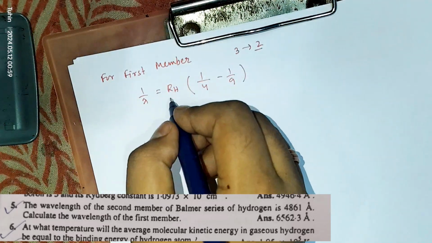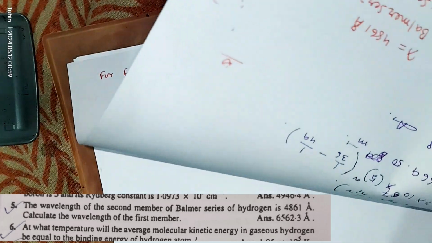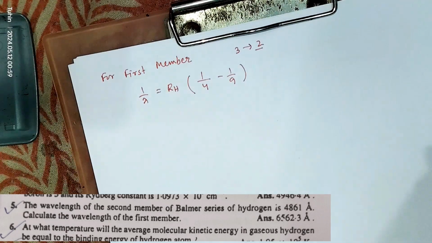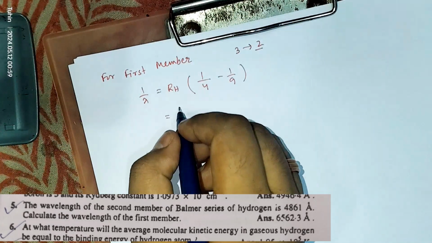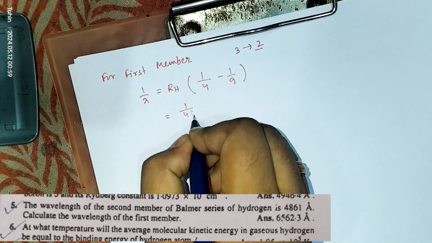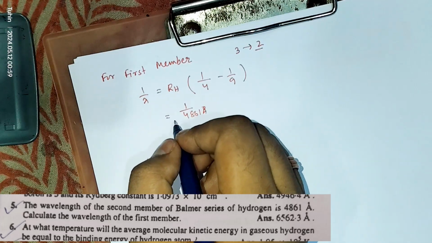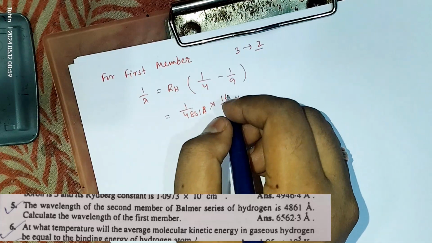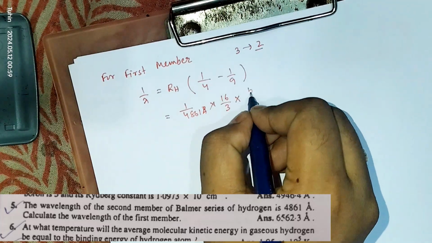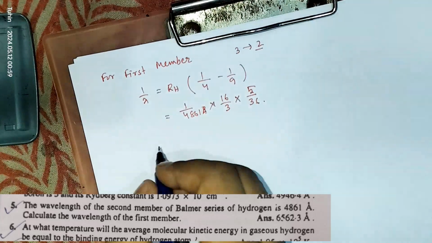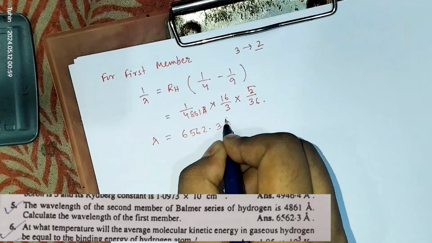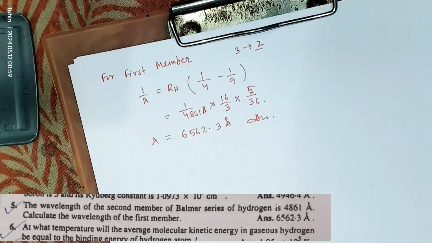Now I will substitute the value of RH. This is the value of RH, which I have already written as number 1. Substituting, you will get 1 by 4861 angstrom into 16 by 3 into 5 by 36. If you calculate this, you will get lambda equal to 6562 into 3 angstrom. So this is the answer. This is so easy. Now I will go to number 6.